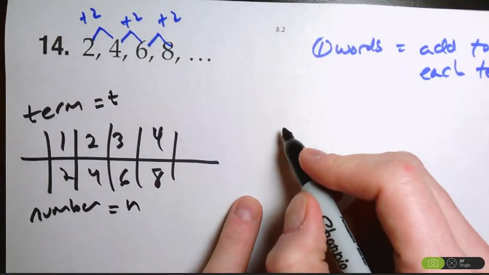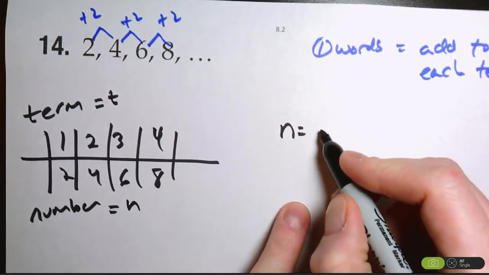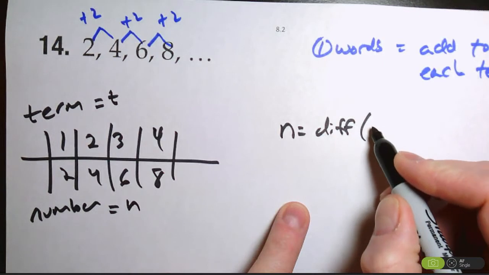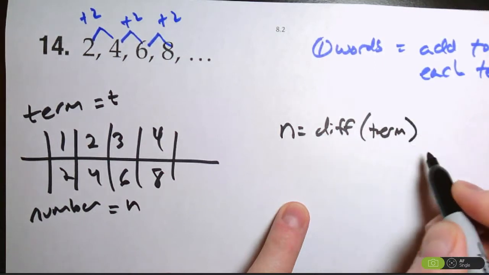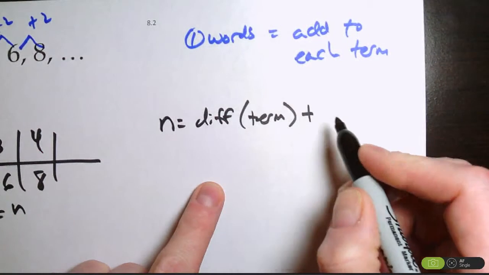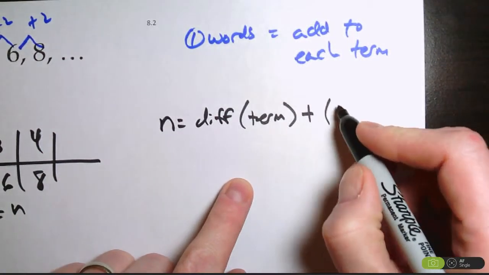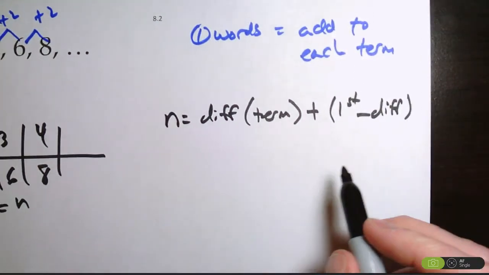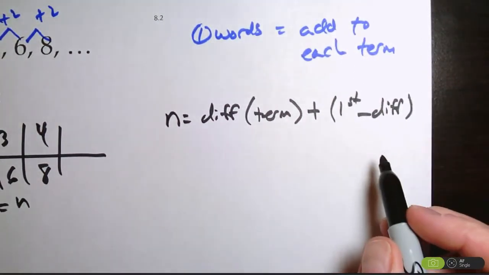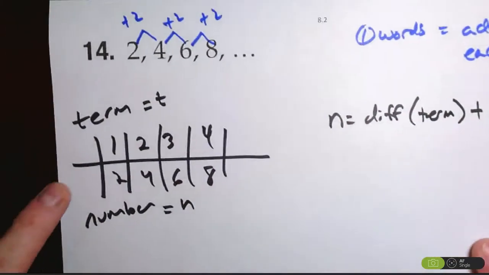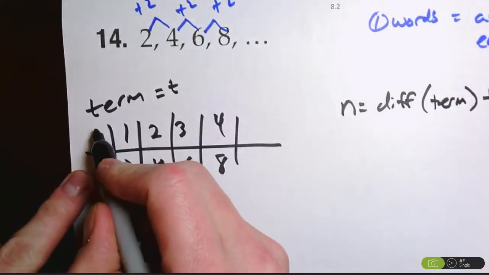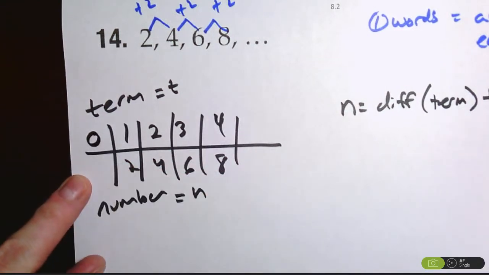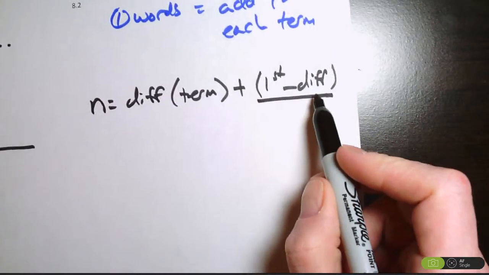Now the rule we have is the number is the difference times the term, which is t, plus the first term minus the difference. Okay, that's kind of confusing, but that's the formula we talked about in class. Now the reason is this: I really have to find what we call, and this is weird to say, the zero term. That's what this part of the formula represents, the zero term.